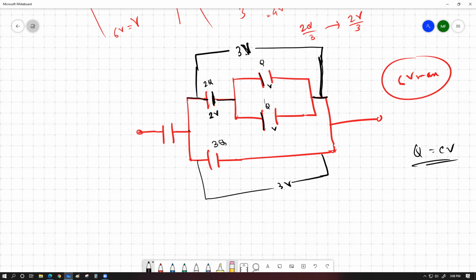So I consider the voltage equalization. Other than that, you could also go about it in this manner: this branch has 3Q charge, this branch has 3Q charge, so this branch should also have 3Q charge, so it could also go that way.